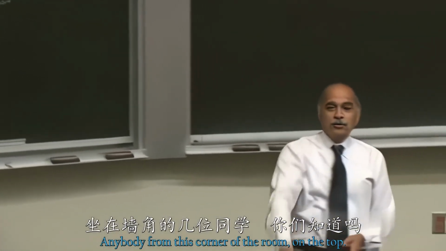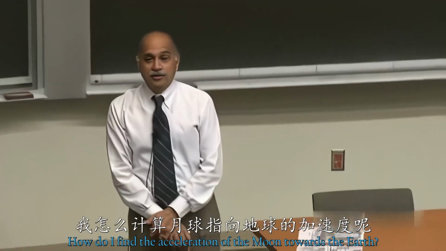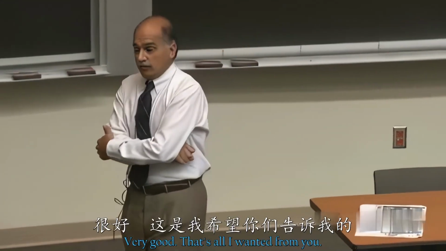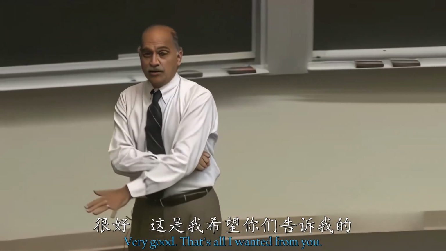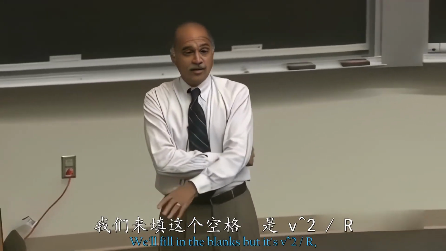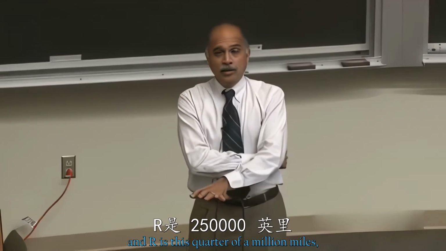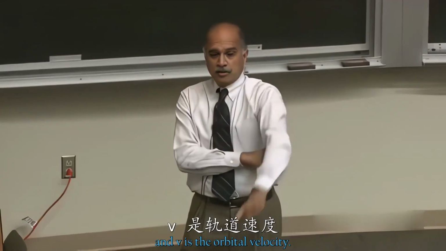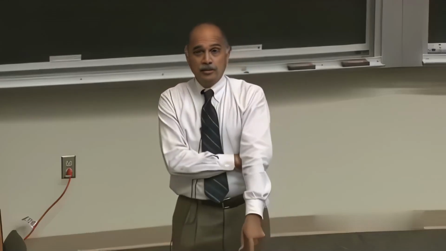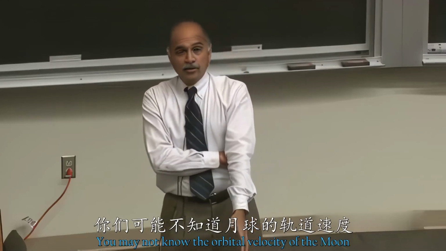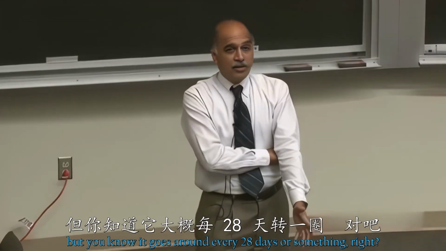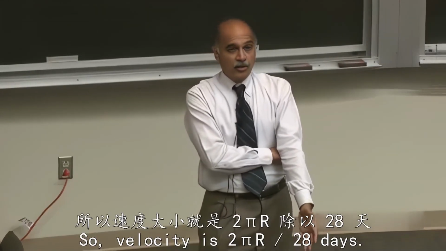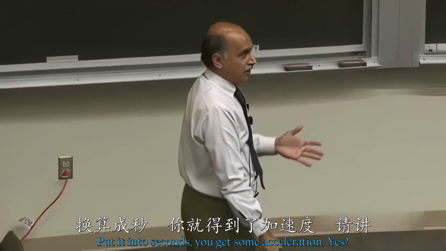Anybody from this corner of the room on the top? How do I find acceleration of the moon towards the Earth? What do I have to know? Yes? Very good. That's what all I wanted from you. We'll fill in the blanks, but it's v squared over r, and r is this 250,000 miles, and v is the orbital velocity. Now, you may not know the orbital velocity of the moon, but you know it goes around every 28 days or something, right? So velocity is 2 pi r over 28 days. Put it into seconds, you get some acceleration.